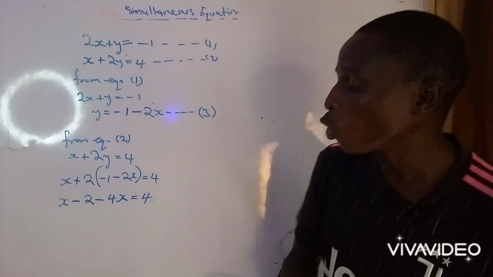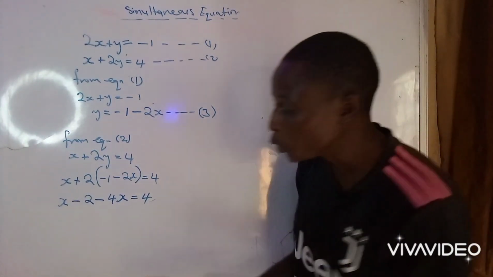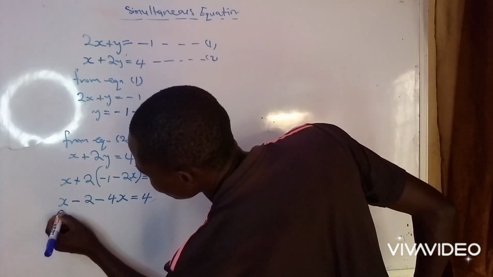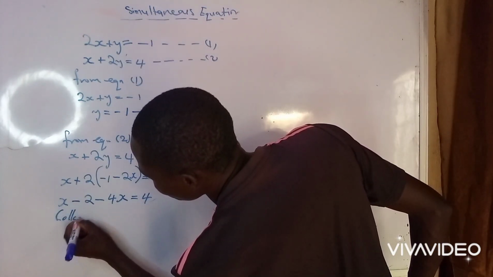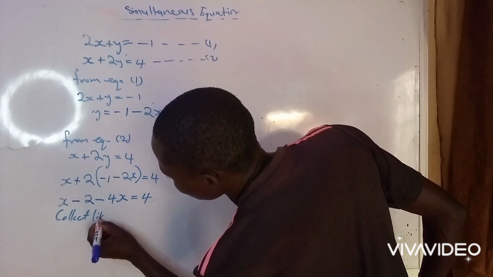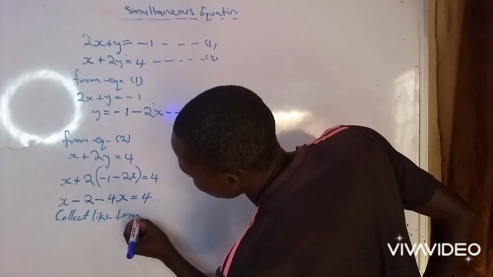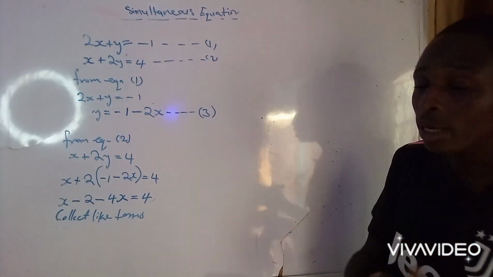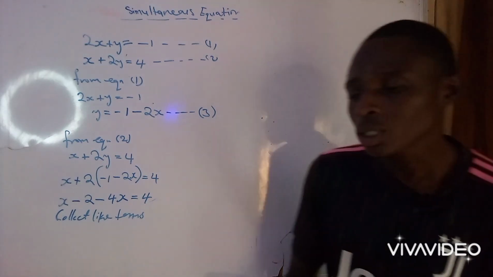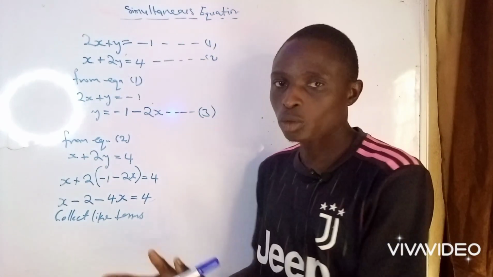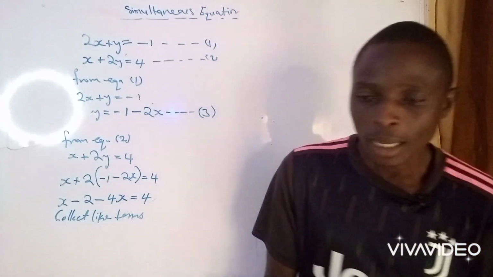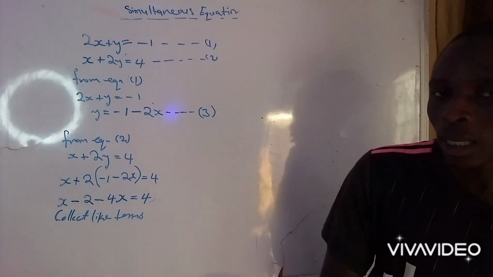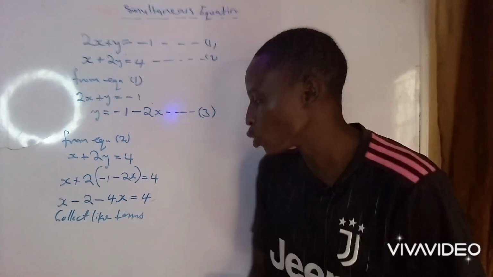Then I will have to collect like terms. You can put it in writing: collect like terms. To collect like terms means those terms that are similar go to one side, those terms that are similar go to the other side, and so on and so forth.